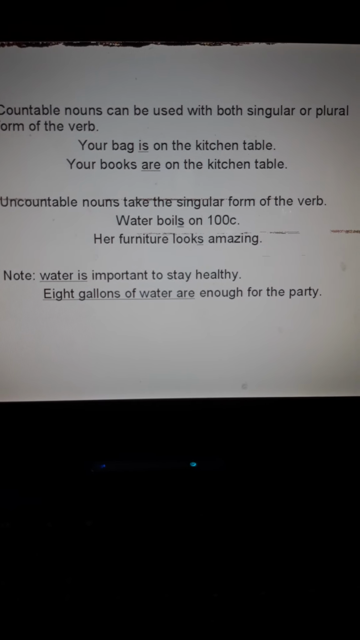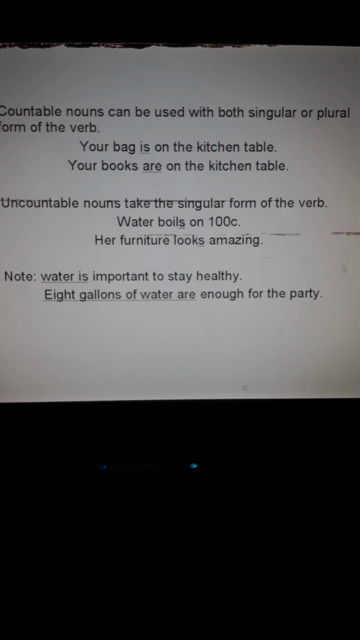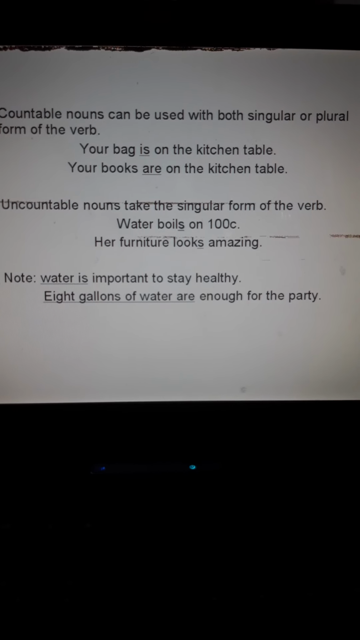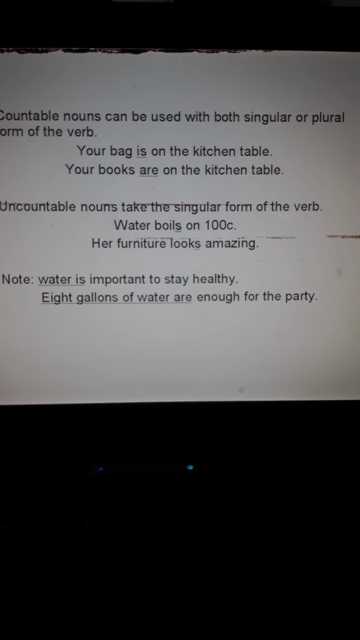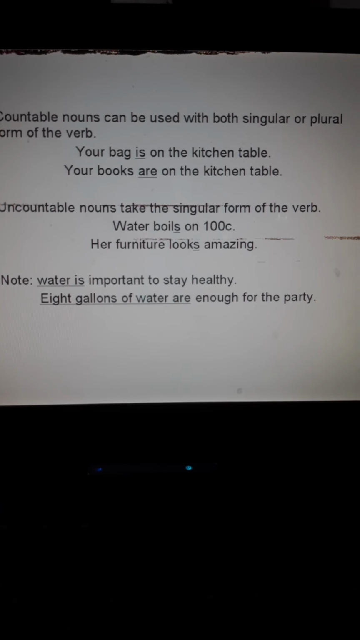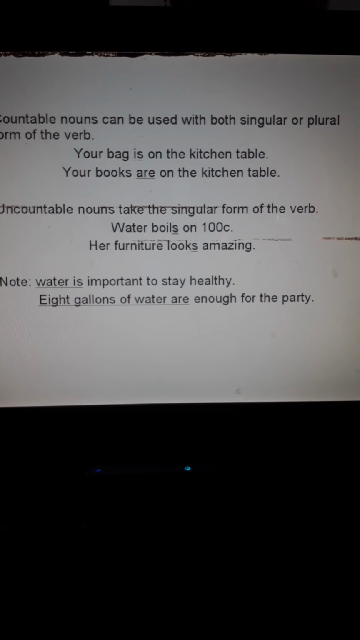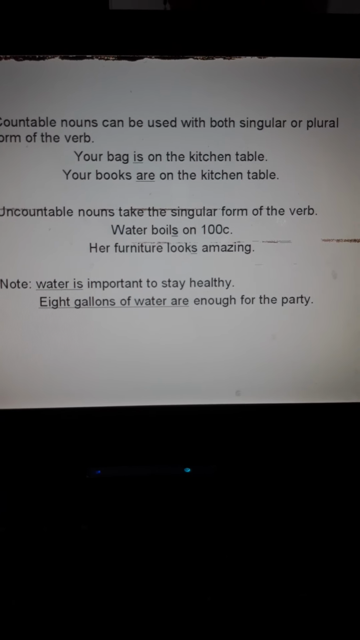The same thing with clothes. Clothes is an uncountable noun. الملابس بشكل عام uncountable. But I can say I have two t-shirts, okay? Or I have 2 pants, okay?